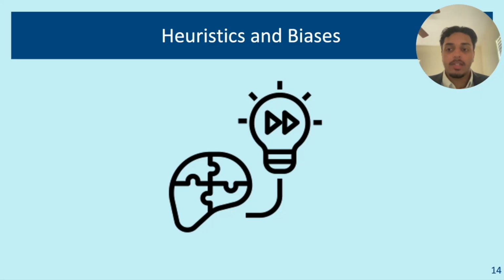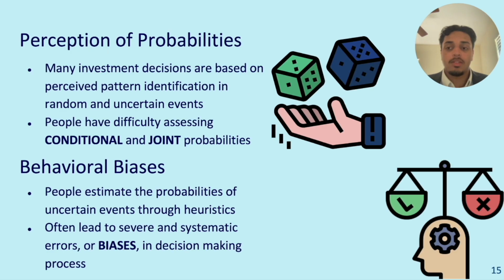Next, I will cover the common heuristics and behavioral biases which influence and control financial decision making, whether subconsciously or through active thinking. Many investment decisions are based on perceived pattern identification in random and uncertain events. Investors often look for patterns where none exist, leading to overconfidence in market predictions. This tendency is known as apophenia, a cognitive bias associated with the human inclination to see meaningful connections in random data.